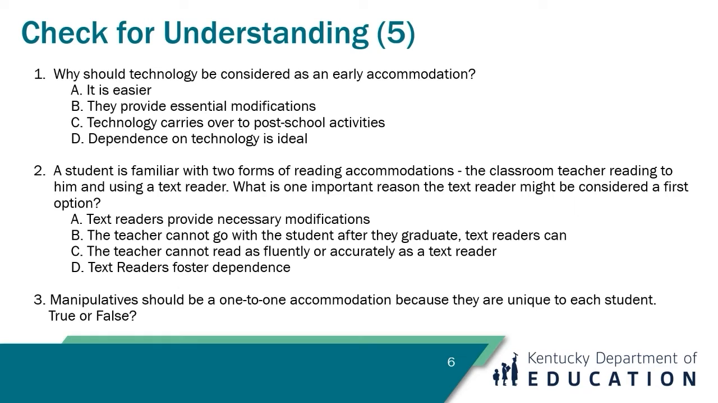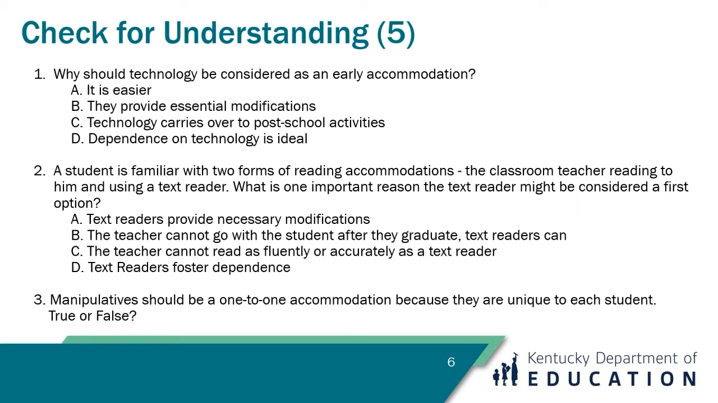Now we are at check for understanding number 5. Number 1. Why should technology be considered as an early accommodation? A, it is easier. B, they provide essential modifications. C, technology carries over to post-school activities. D, dependence on technology is ideal. The answer is C. Technology helps foster independence and can carry over to post-school activities for the child once they exit the public education system.